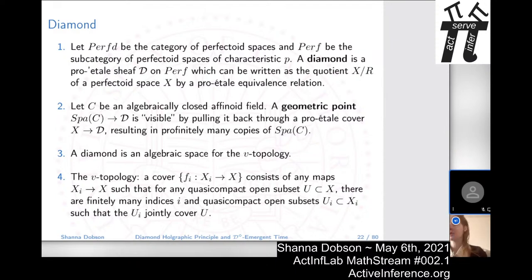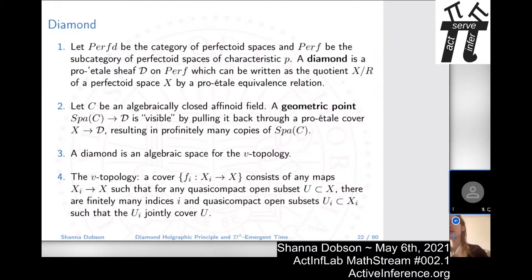Let Perf D be that category, and Perf be the subcategory of perfectoid spaces of characteristic P. So no longer zero, P. A diamond is a pro-étale sheaf, that's a sheaf in the pro-étale topology, which I told you is a very fine topology, which can be written as a quotient, X mod R. You take the perfectoid space, you mod out and glue by these pro-étale equivalence relations, boom, you get a diamond. What a beautiful way of doing that.